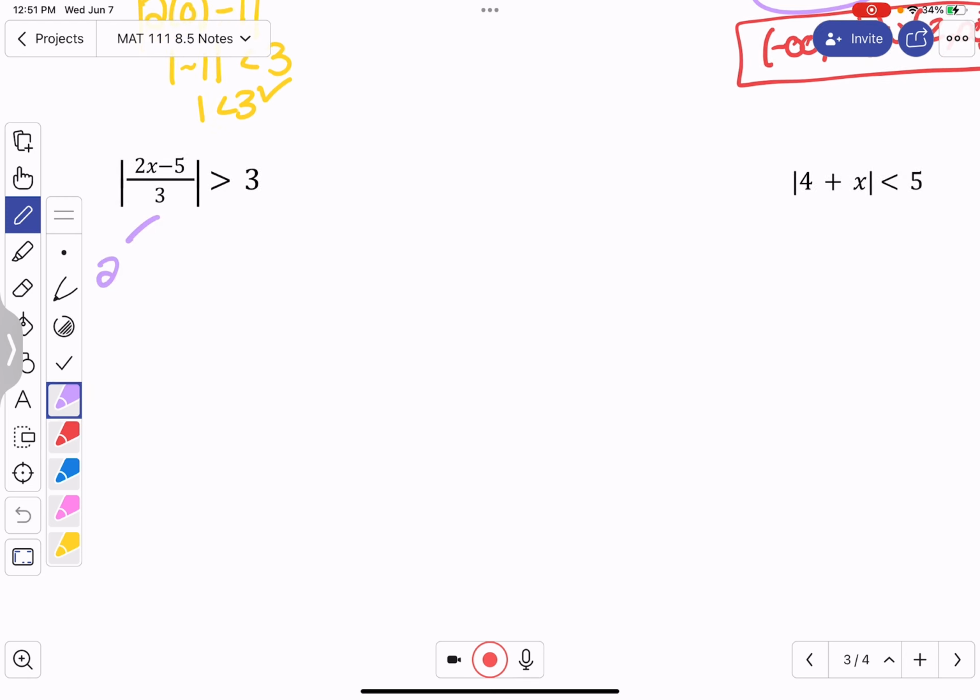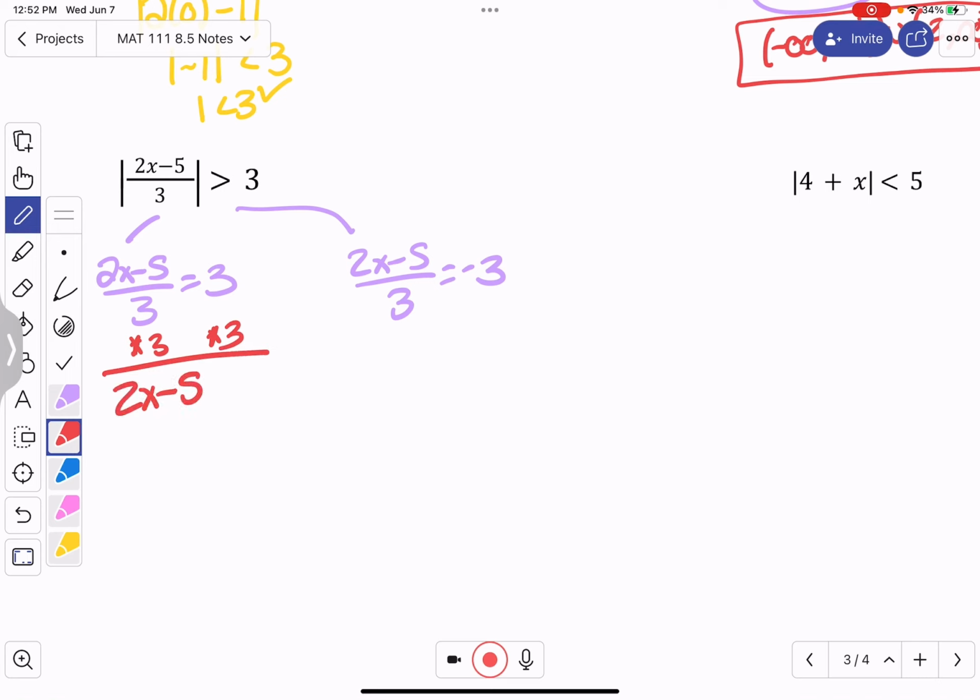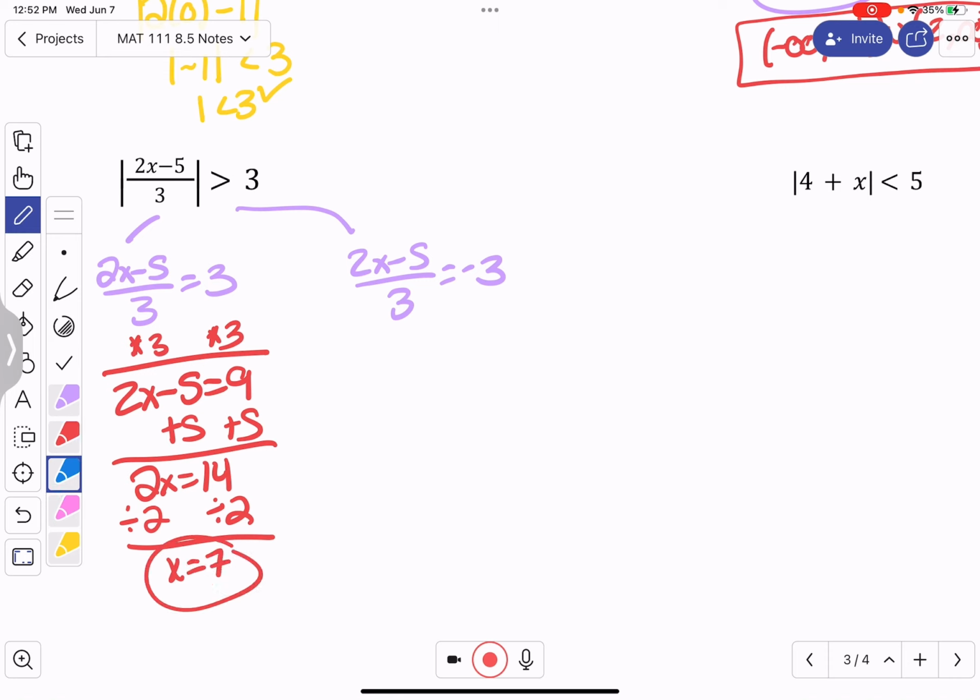All right, so here we have 2x minus 5 over 3 equals 3, and 2x minus 5 over 3 equals negative 3. Multiply both sides by 3 to get rid of that fraction. 2x minus 5 equals 9. Add 5 to both sides, so 2x equals 14. Divide by 2, we get x equals 7 for 1.